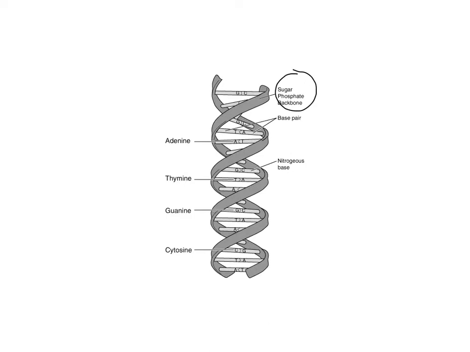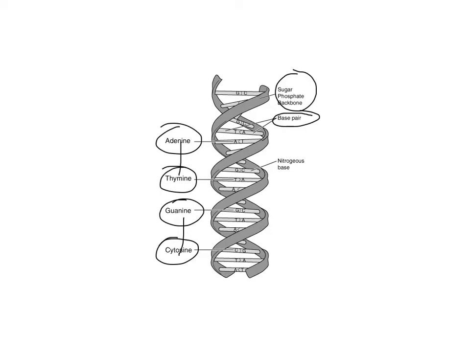Across the middle, joining the sugar phosphate backbone, are bases. There are 4 different types of bases, joined together by weak hydrogen bonds. The 4 bases are adenine, thymine, guanine, and cytosine. Adenine always binds with thymine, and guanine always binds with cytosine. This is called complementary base pairing. A section of DNA is called a gene, and it is a gene that codes for a particular protein.